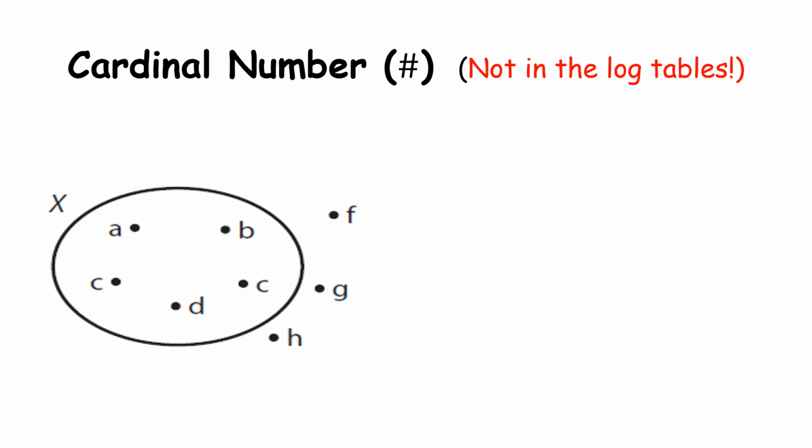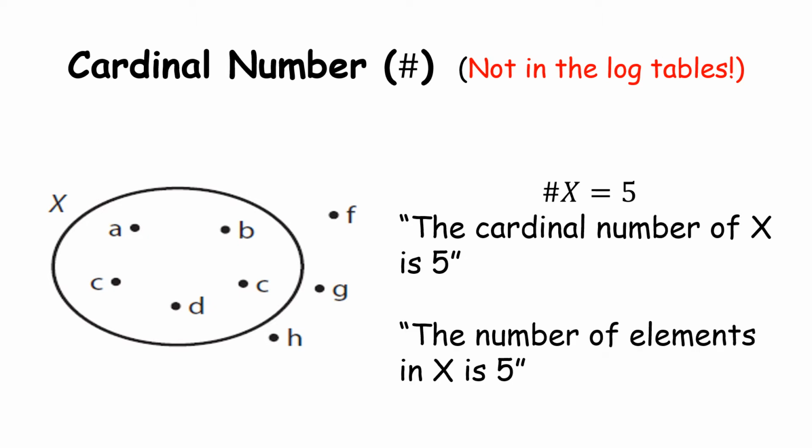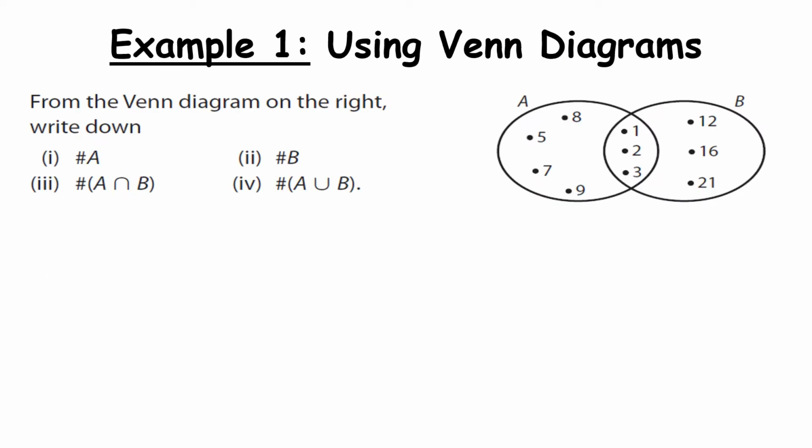Cardinal number is another thing that's not in your log tables, but it's very important that you understand it and can use it. Cardinal number of X is 5. So what this actually means is the number of elements in X. So when you see this symbol, which is the hash tag or pound symbol, it is the number of elements.